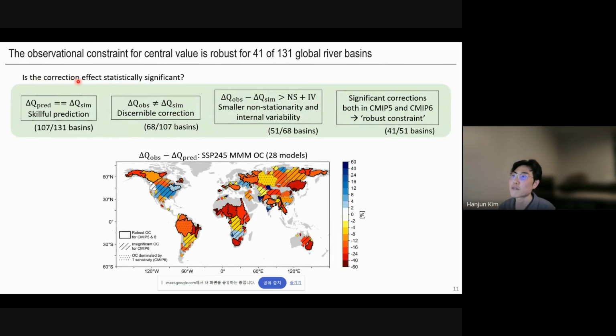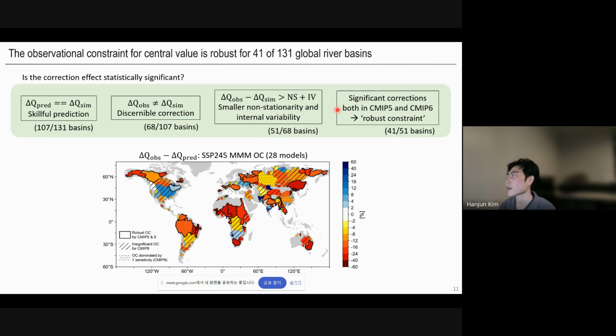And is this correction effect statistically significant? For each basin, we do the below tests to answer this question. So first, our prediction by runoff sensitivity has to be similar to the model simulation. And then our observationally constrained projection has to be statistically different from the original model simulation. Next, our correction effect by observed sensitivity has to be larger than the possible correction effect from the non-stationary and internal variability of the runoff sensitivity.